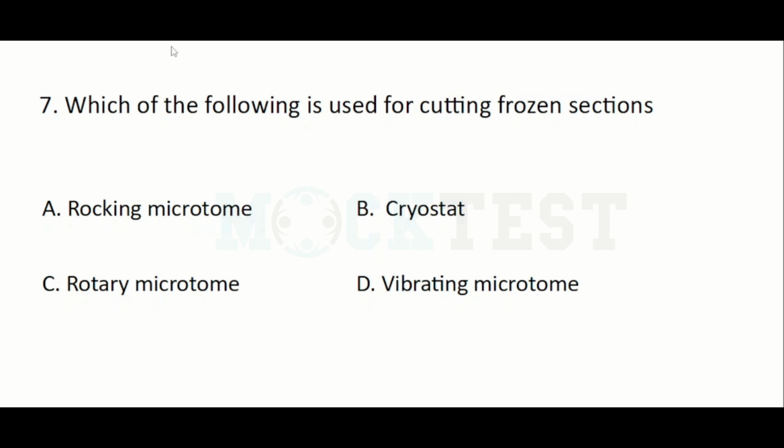Which of the following is used for cutting frozen sections? Option A rocking microtome, option B cryostat, option C rotary microtome, option D vibrating microtome. Option B cryostat. Cryostat is used for cutting frozen sections.